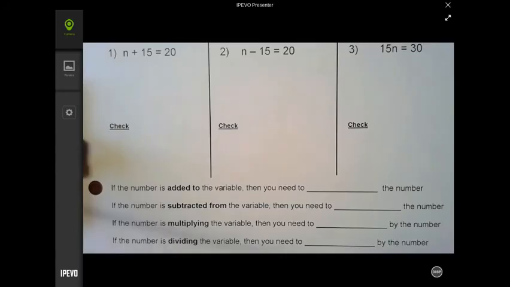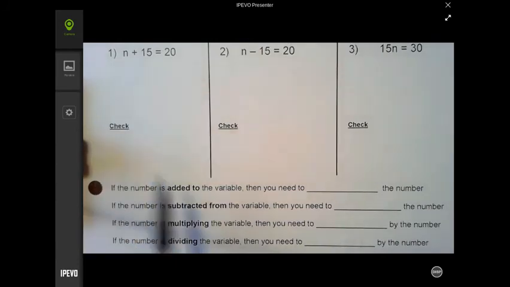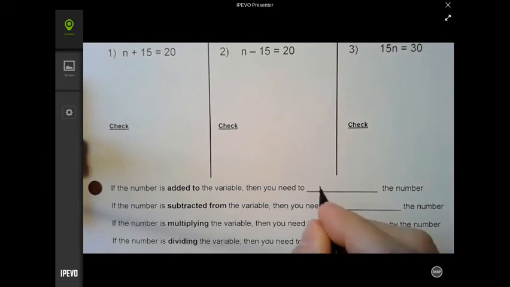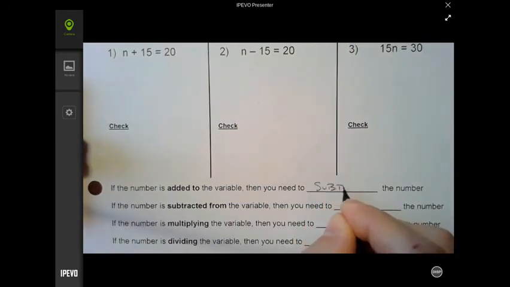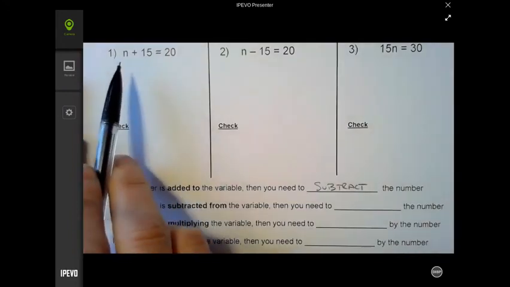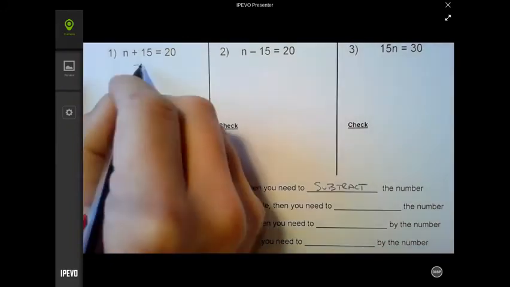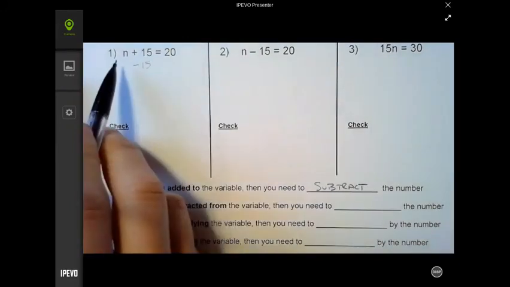So at this point in the lesson, I'm hoping you're starting to notice a pattern here. What are we really doing in each of these examples? If the number is being added to the variable, like in this example, n plus 15, then what you need to do in order to isolate the variable is to subtract the number. Since we're adding 15 to this variable, to get the variable alone, we have to subtract by 15 in order to get n all by itself.